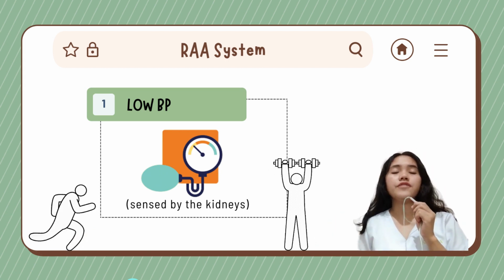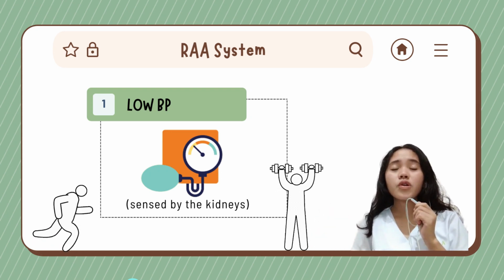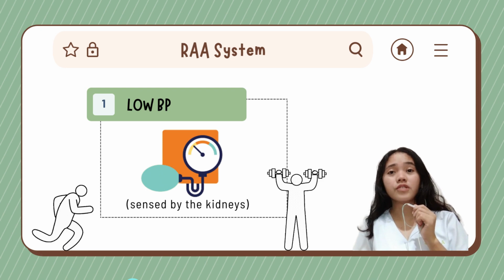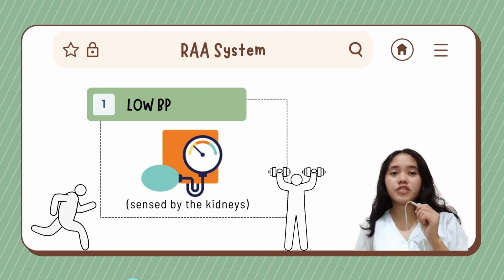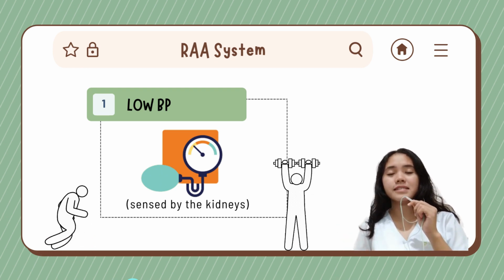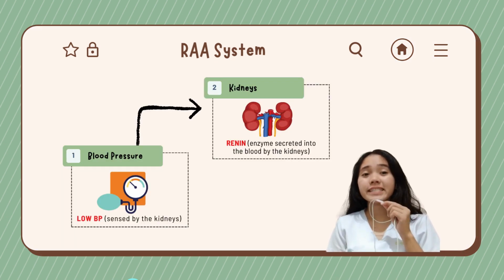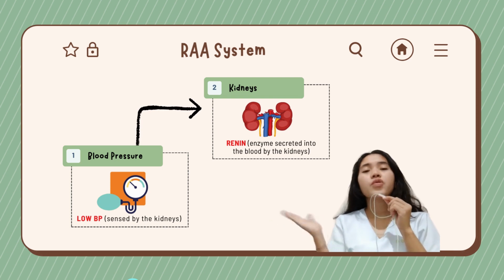Just for example, if you are stressed or you are exercising, you need more blood flow and more oxygen to your cells. And in order to achieve this, your blood pressure needs to rise. The way that this is accomplished is through the RAA system. Specifically, it's the kidneys that sense the problem and intervene. Your kidneys will release an enzyme called renin, which keeps the system rolling.